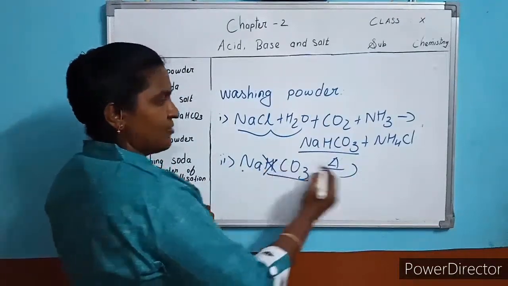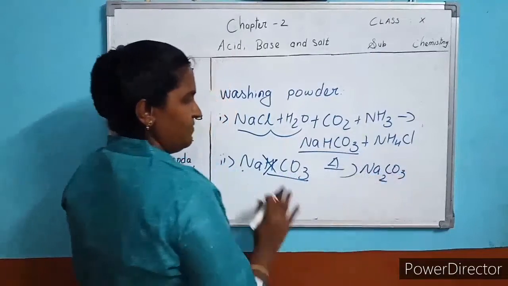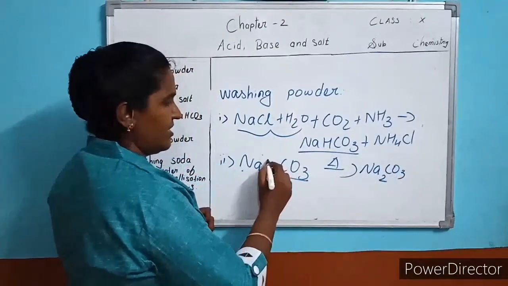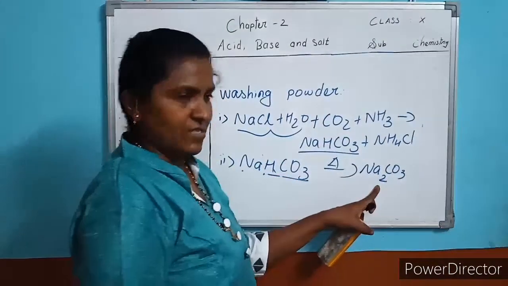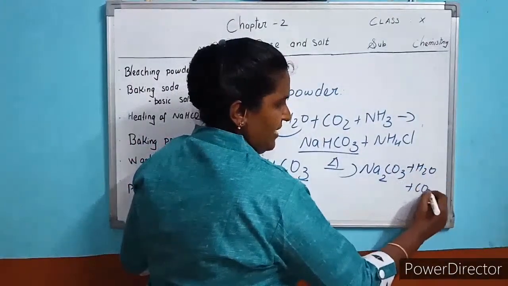How do you get the salt? Hydrogen, don't write. Carbonate valence is 2. For understanding I have cut it. Salt, water, carbon dioxide gas.